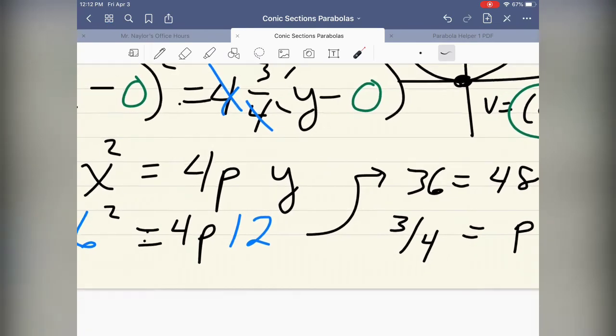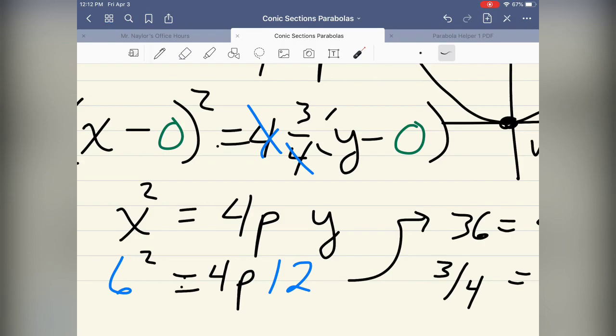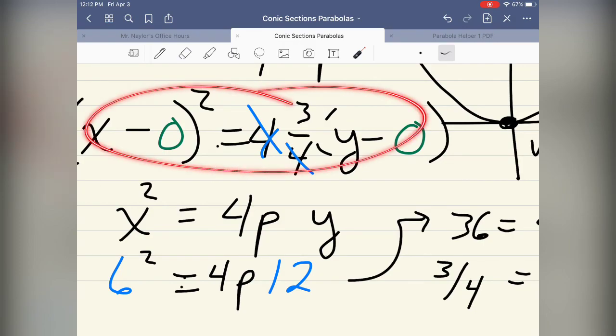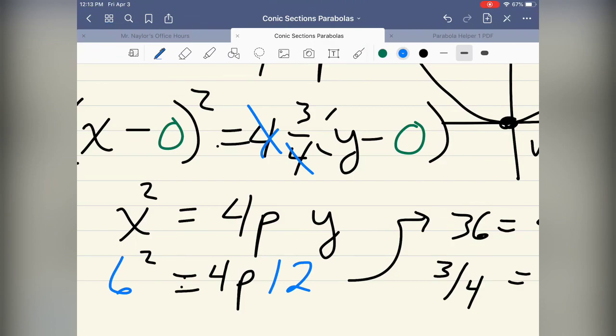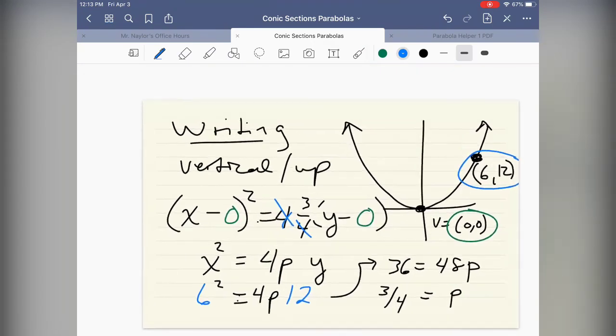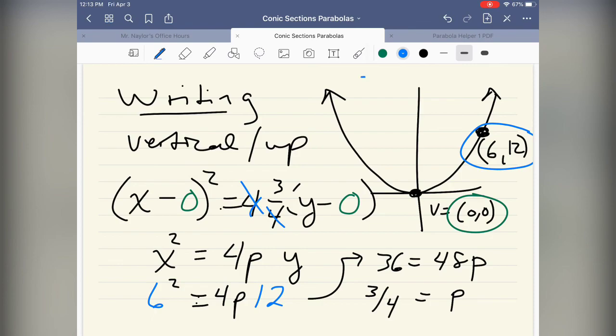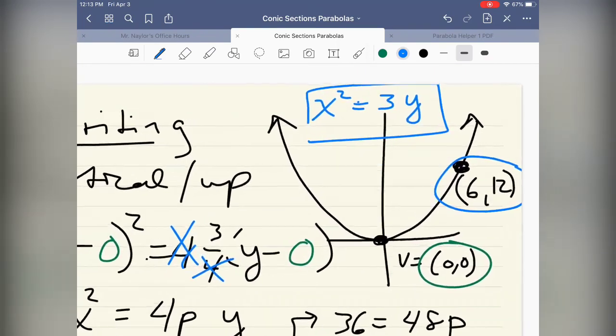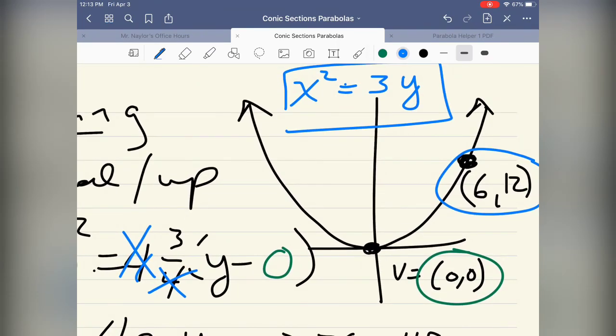So it looks like I'm still running out of space. I've got some space problems here. But my final equation is going to be x squared, where can I put this? It's going to be x squared equals just 3y. Again, because the 4's canceled out, and my vertex at 0, 0, I'll end up with just x squared equals 3y.